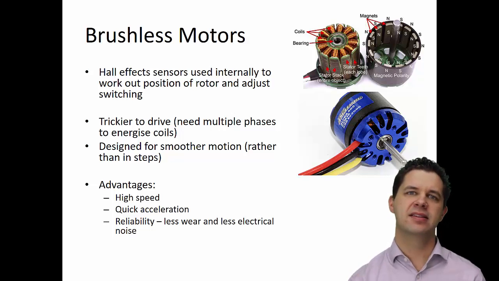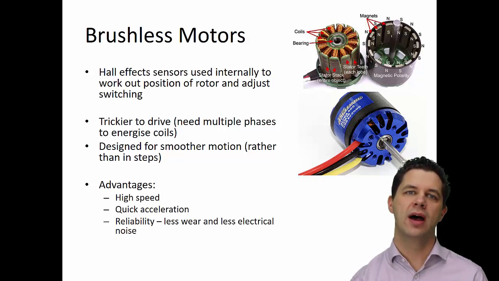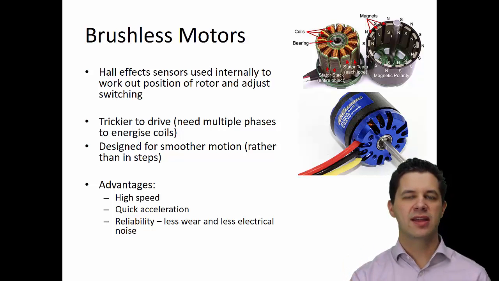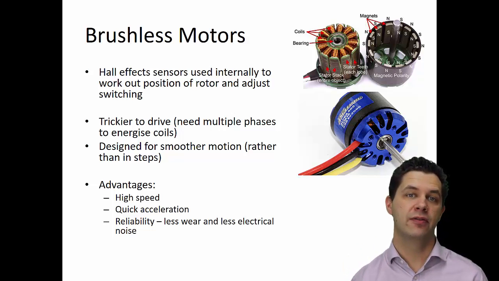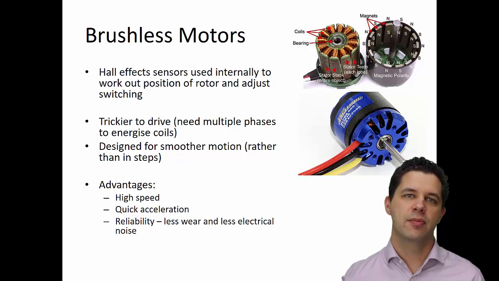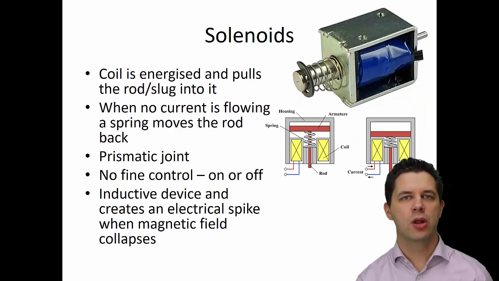Because of this feedback that's occurring, they're a bit trickier to drive, and we need multiple phases. We can't just apply DC voltage to it. We need to energize each of the coils in an order, and we need to energize them based on the speed that the motor is actually turning at. But they do give us nice smooth motion. Rather than the step motion that we have in our stepper motors, they just seem to turn continuously and very, very fast, thousands of RPM we're talking with these brushless motors, compared to much, much slower speeds with our stepper motors. Another type of electrical actuator that we have is a solenoid.